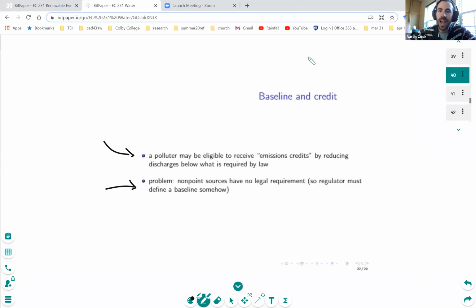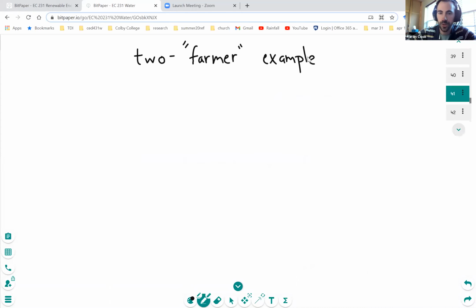And so there's not a legal baseline in the same way that there is for a point source, which maybe has to meet some discharge level. Maybe their discharges of nitrogen or phosphorus or other kinds of chemicals have to be below a certain amount. That's required by law, but non-point sources don't have that same legal requirement. So we talked about last time how the trick is to figure out how to set a baseline, how to define a baseline for those agricultural sources.